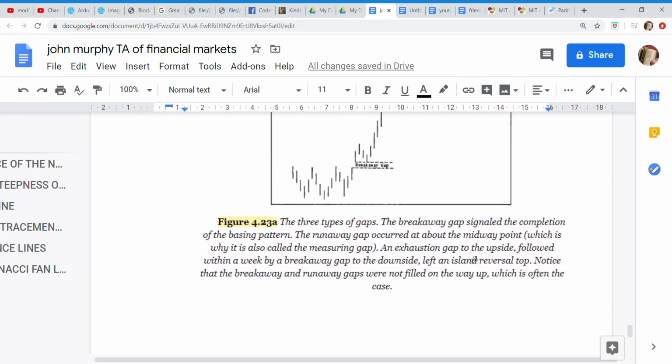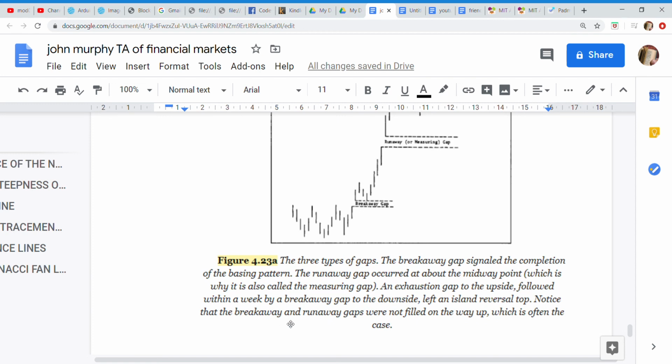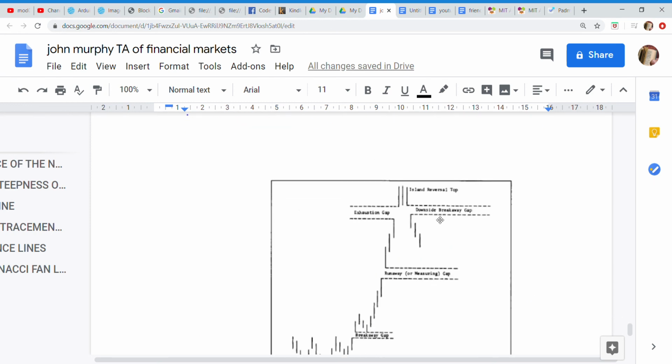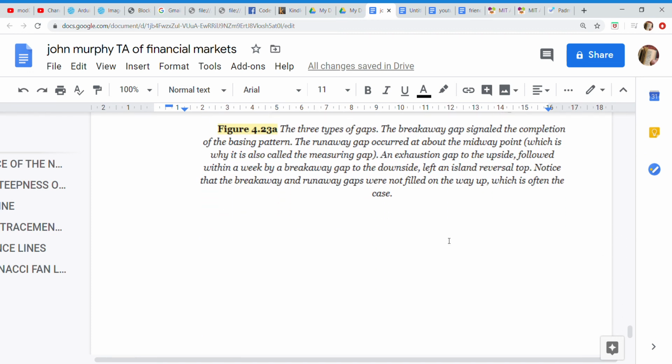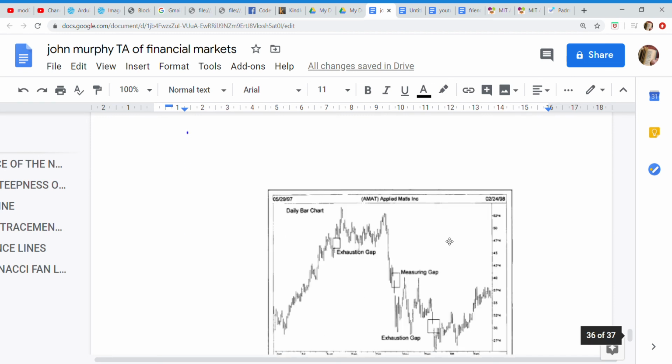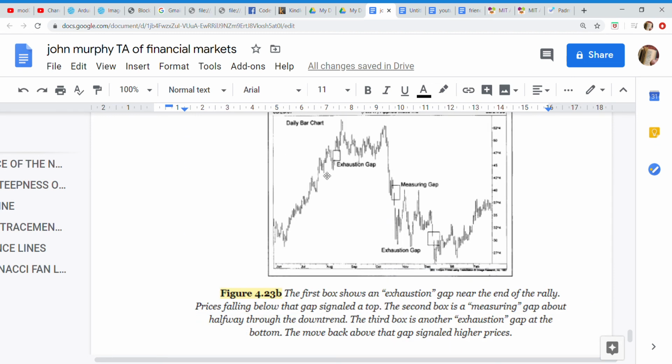An exhaustion gap to the upside, followed within the week by a breakaway gap to the downside, left an island reversal top. Notice that the breakaway and runaway gaps were not filled on the way up, which is often the case. This is the exhaustion gap. So these are basically three gaps.